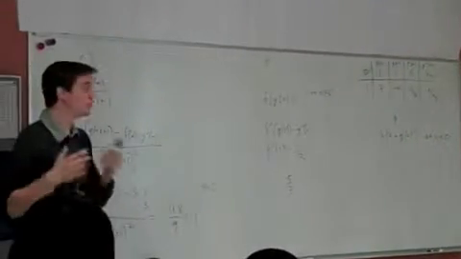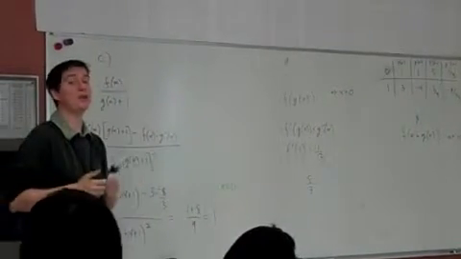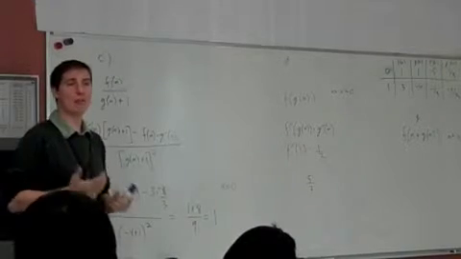Just in general, when you do chain rule, it's like, okay, the outside times the derivative of what's inside. Times the derivative of what's inside. Well, when do you stop going inside?